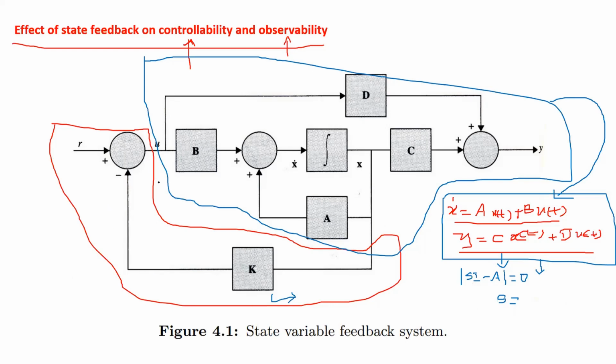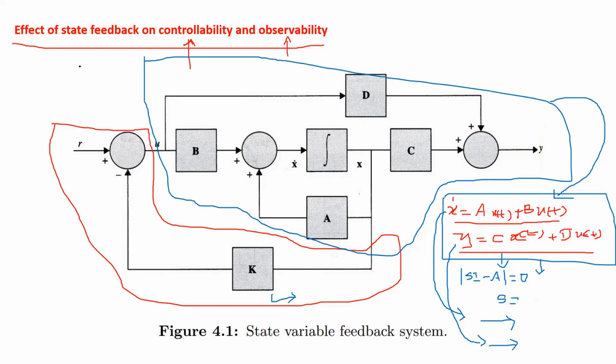After adding feedback, what would be the change in the state equation? Again, what would be the change in the output equation? Now, again, we have to check controllability and observability as well as stability. Is there any modification or any change in the system response? That is what we are going to discuss in this unit.